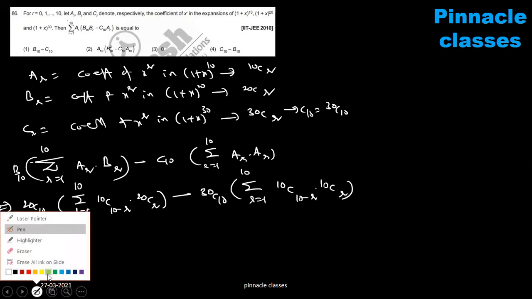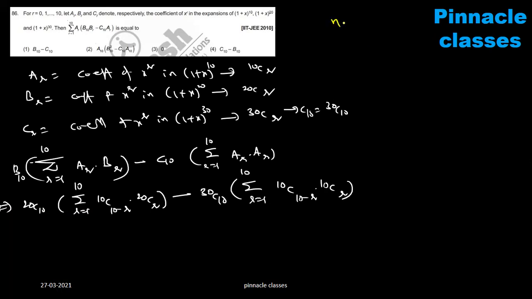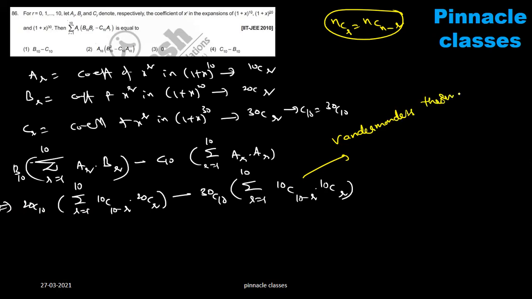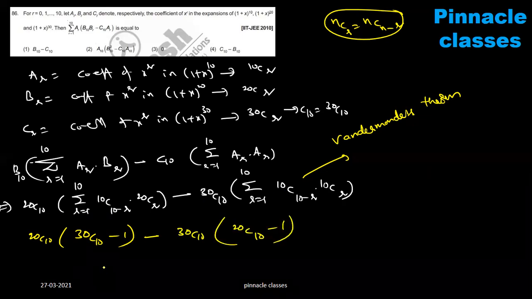So I told you which formula I'm using here. In this case, I'm writing nCr is equal to nC(n minus r), one formula. Another one I'm using is Vandermonde's theorem. Directly put r is equal to 0, put r is equal to 1, and so on. If you are simplifying, 30C10 minus 1 is coming, adding 1, subtracting 1, like that. What about this case? 20C10 minus 1. That's the meaning.